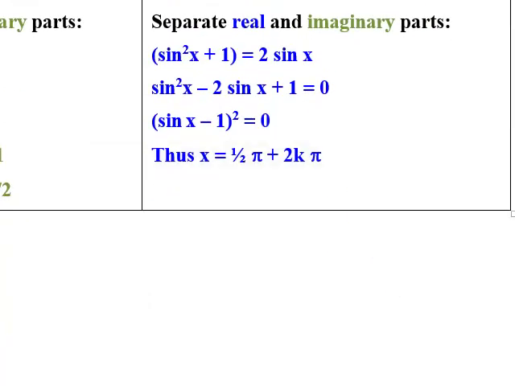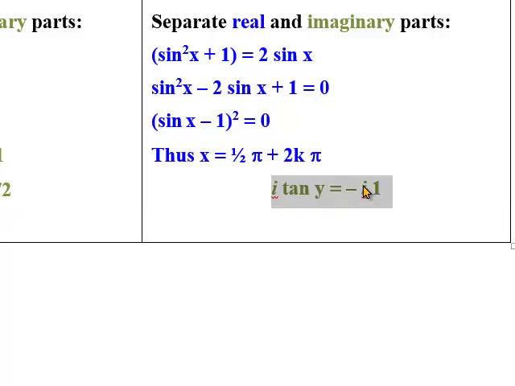I'm going to scroll down a little bit. Now I'm going to do the imaginary parts. So on the left, i tangent y equals negative i times 1. Now, basically we can say, hey, the i divides out. By the way, we have to be careful with that. We don't necessarily want to divide by i. I suggest simply multiply by i on both sides, and you will see that that i squared on both sides introduces a negative 1 on both sides, which means either way they're gone. So we have actually tangent y equals negative 1.